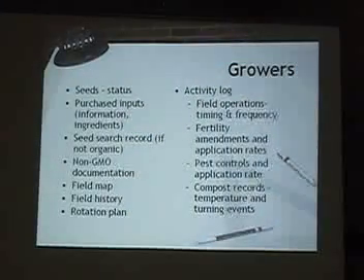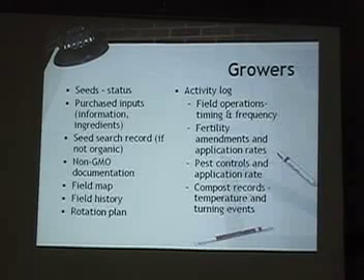Seeds. Are they organic? Your organic seed search, we got that. Purchased inputs, anything you're bringing onto your farm, information about them, ingredients, receipts, tags. Your seed search record, if it's not organic, and then the seed receipts. Non-GMO documentation. This is for vegetable producers, it's often in the seed catalog.